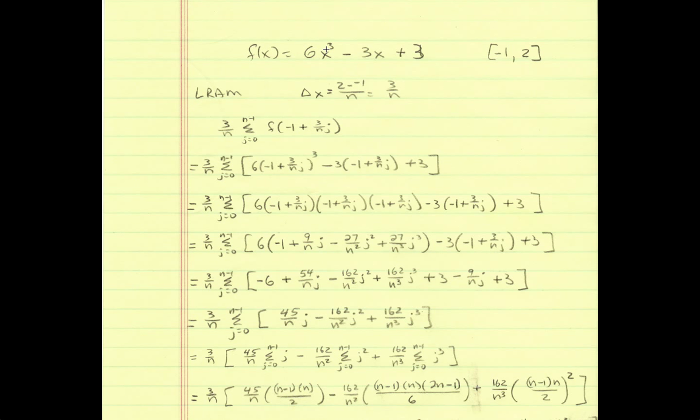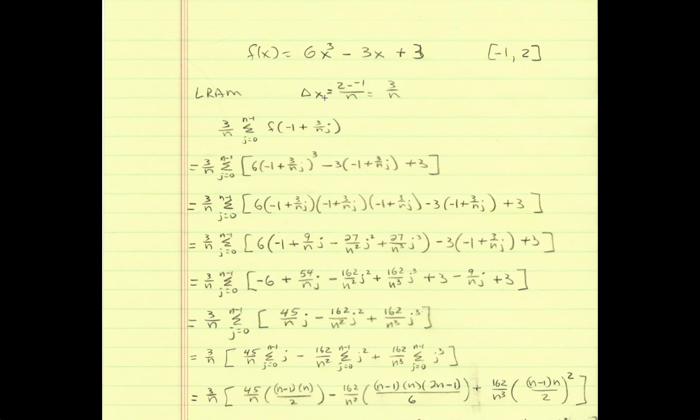It is 6x cubed, 3x and a 3, so this one can be done by using shortcut method 2 with the summation symbols. Again, if it's not a linear, if it's not a parabola, if it's not a cubic, and it's not a constant, we do not know how to do it. Here's my zone from -1 to 2. So I'm going to do left RAM first.